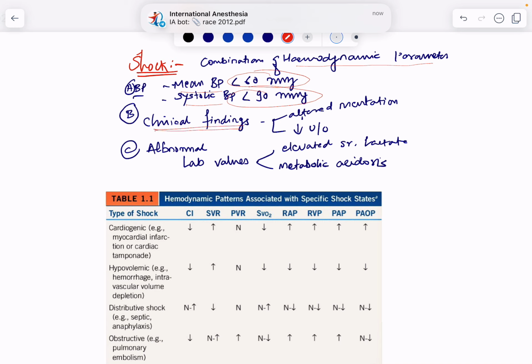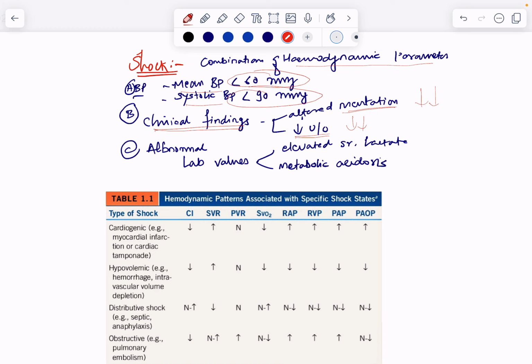What are the clinical findings? There is altered mentation. The patient may have low mentation, drowsiness, then decreased urine output. There is decreased urine output because of hampered renal perfusion, as there is a decreased glomerular filtration rate. So urine output is decreased because of hypoperfusion.